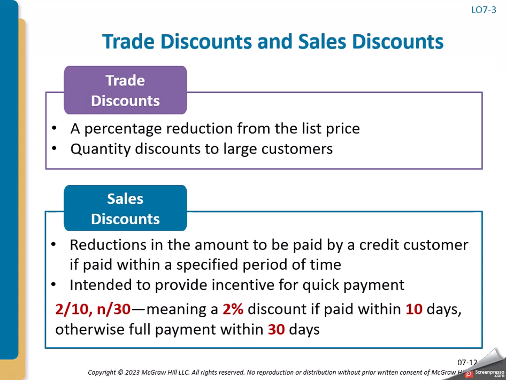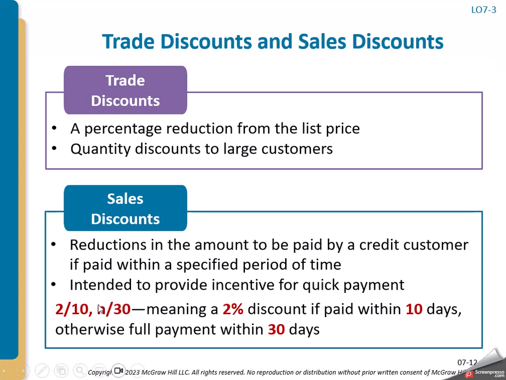So when we are offering our credit to our customers, we could give them two different types of discounts. We could give them trade discounts if we're selling products. We might say, hey, if you buy a large quantity, you can take 10% off the price. Or if you market our product, you could take 15% off the price, something along those lines. Sales discounts are in the invoice itself, the terms of the invoice, and it gives them incentive to pay early.